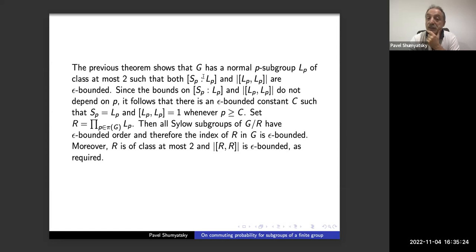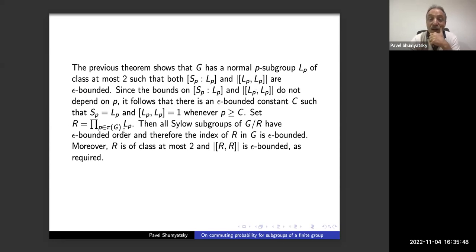And since the bounds on the index and on the order of the commutator subgroup do not depend on P, it follows that for all big prime divisors of the order of G, this L actually must be the whole Sylow subgroup, and also it must be abelian. So most of our Sylow subgroups are normal and abelian.